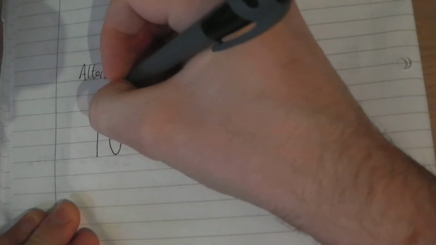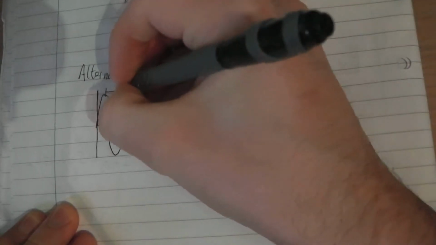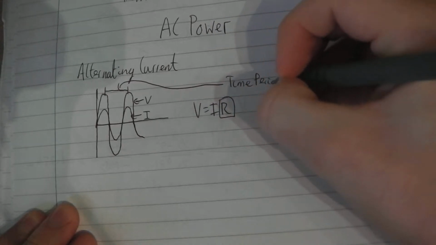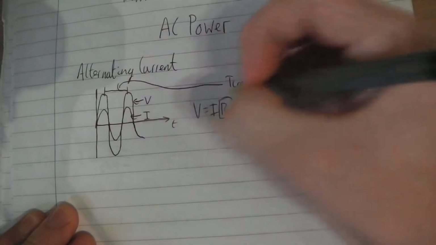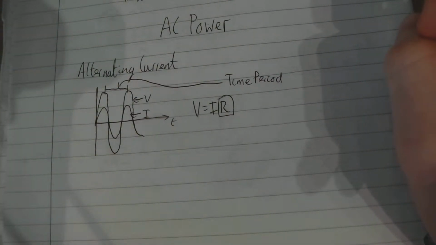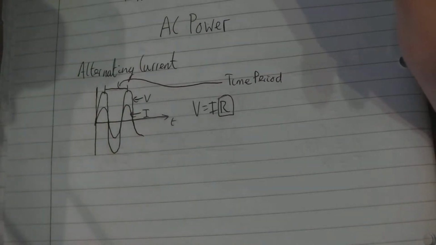The time between peaks of each of them is called the time period, if this axis here is T. And the number of time periods you have in a second on your power supply or source is the frequency. So if you have 50 peaks per second, as you would in the UK, that's 50 Hz for a mains power supply.